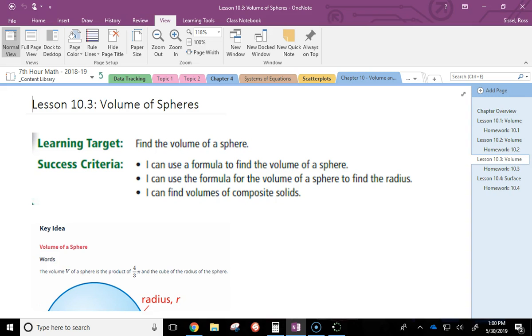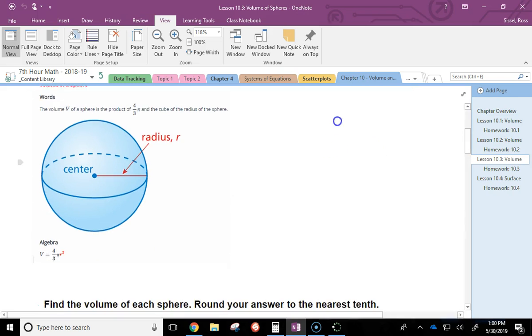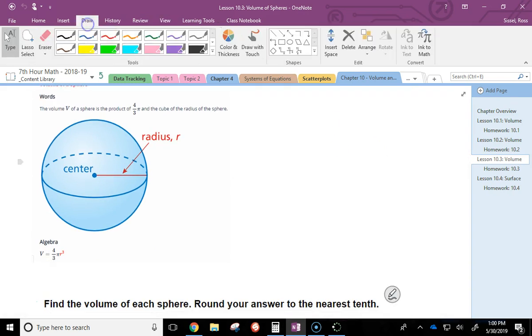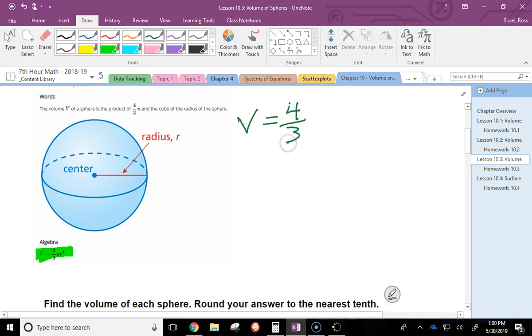For a sphere, we're still going to use our radius, but this time we don't have a height, and we're just going to use volume equals 4/3 times pi times radius cubed. And remember, cubed means it's radius times radius times radius. Okay? So, once we have that formula, the rest of today's assignment should be easy.